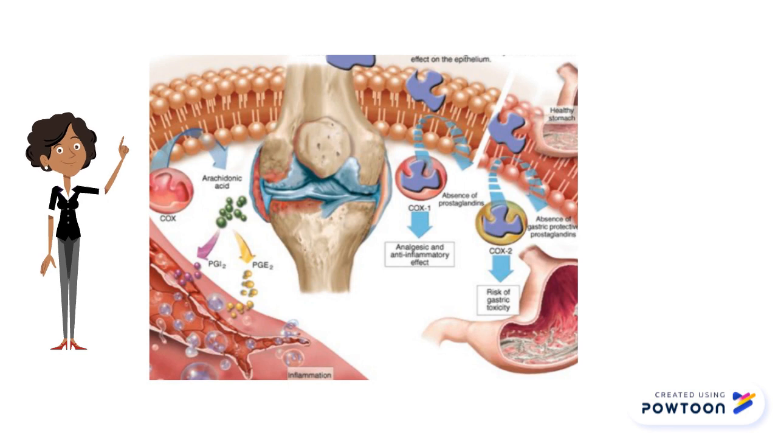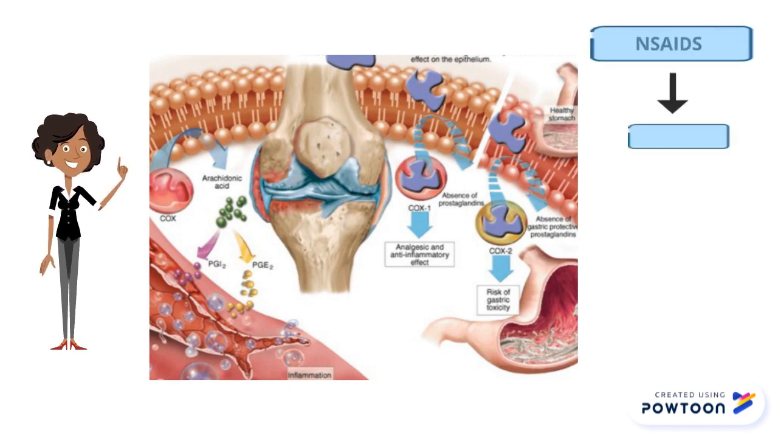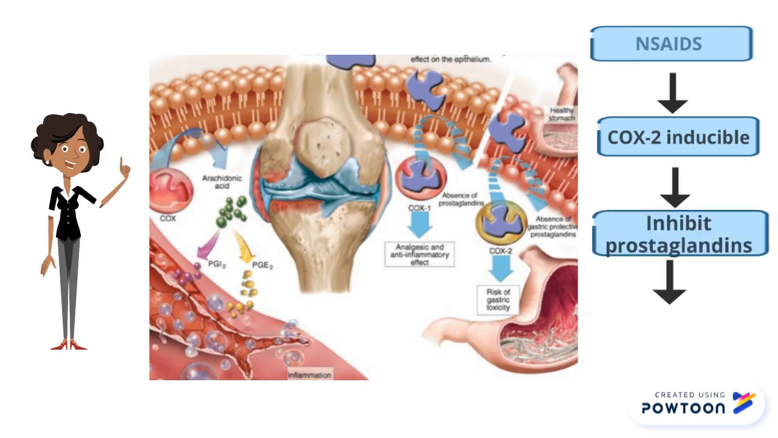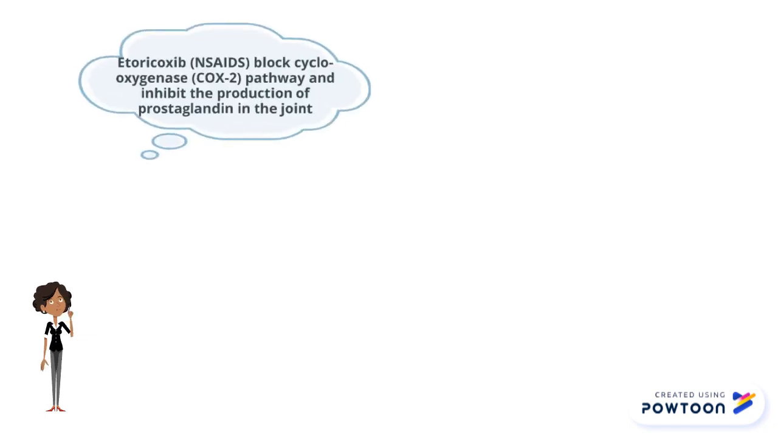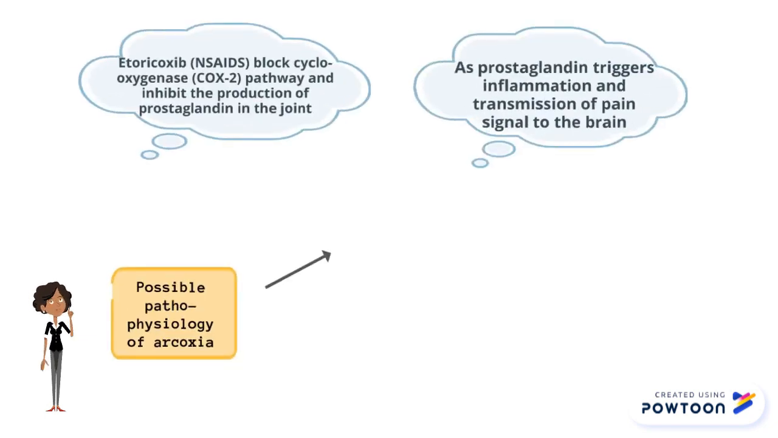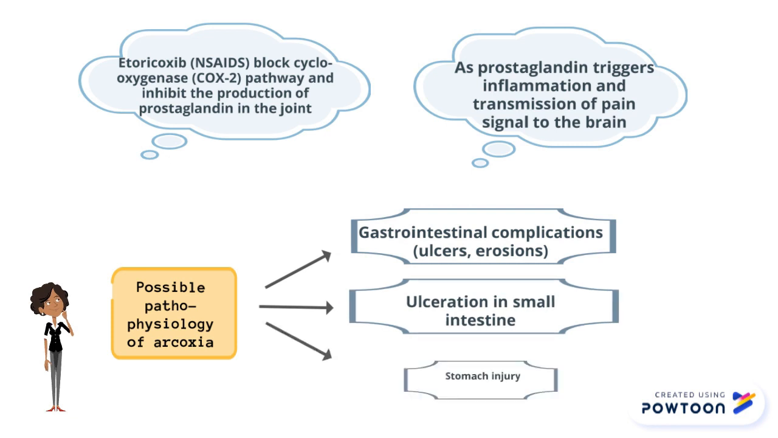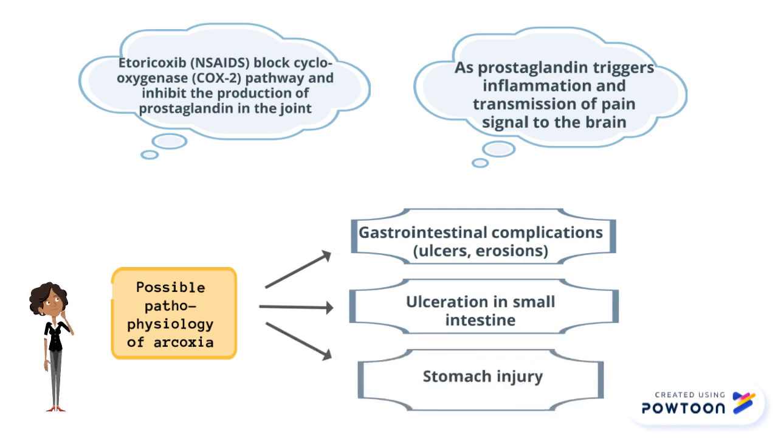Next, this schematic shows the physiological process of Arcoxia. To make it short, NSAIDs will enter our body and inhibit COX-2 and prostaglandin, and lastly, it will mediate pain, inflammation, and fever. Etoricoxib blocks the COX-2 pathway and inhibits the production of prostaglandin in the joint, as prostaglandin triggers inflammation and transmission of pain signals to the brain.